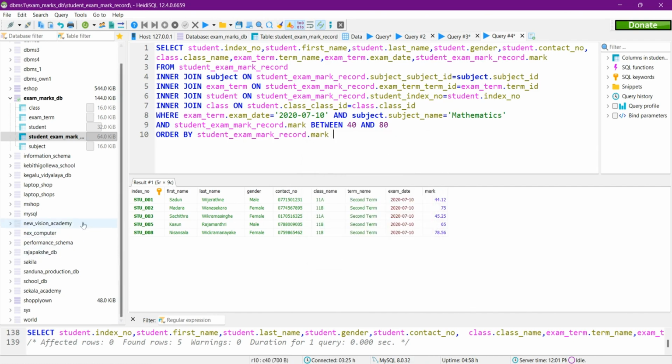I'm going to order these results using the mark column, using this column. So we can order it in a descending order. So if you want to order the results in a descending order, you can use this keyword. So it helps to order the results in a descending order. So I'm going to execute this. So you can see here the results is in a descending order. So descending order means the large amount, the highest value should be on top and the least value should be in the bottom. So this is the answer for the fourth question.